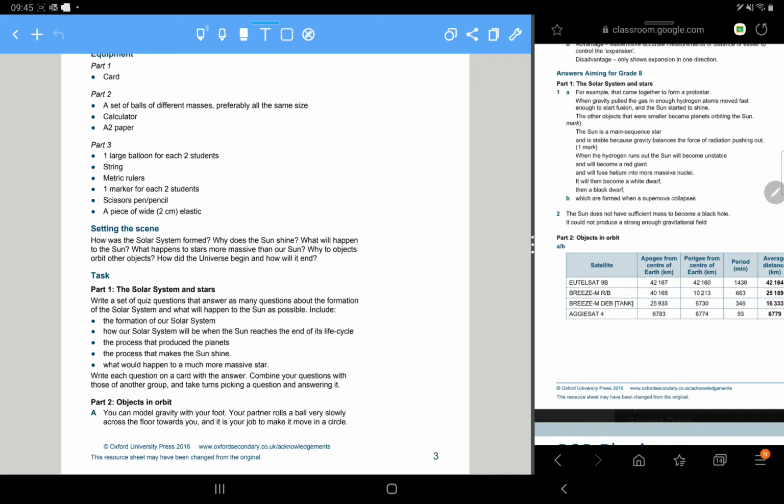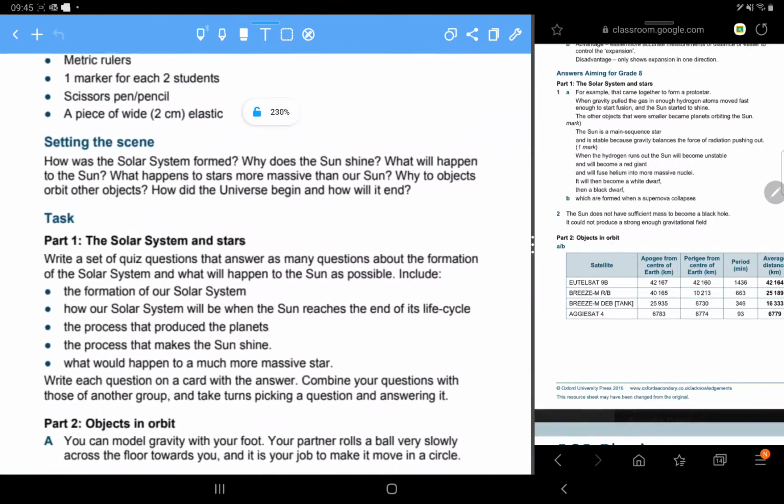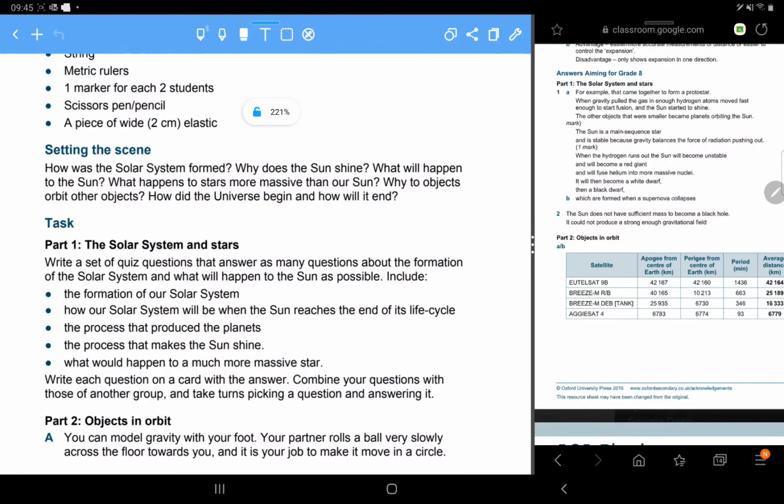Okay, so task 1 is the solar system stars. Write a set of quiz questions that answer as many questions about the formation of the solar system and what happened to the sun as possible. You should include the formation of our solar system, how our solar system will be when the sun reaches the end of its life cycle, the process that produced the planets, the process that makes the sun shine, what would happen to a much more massive star.